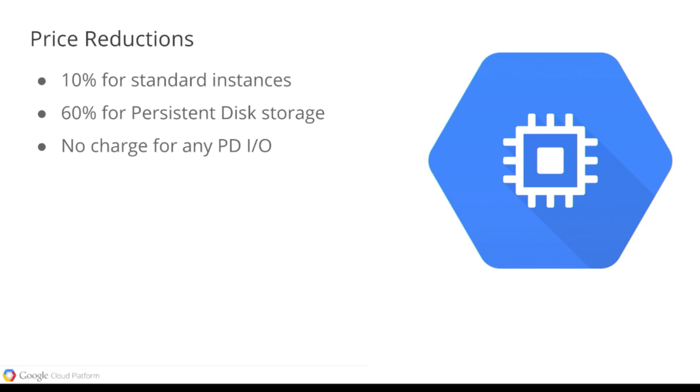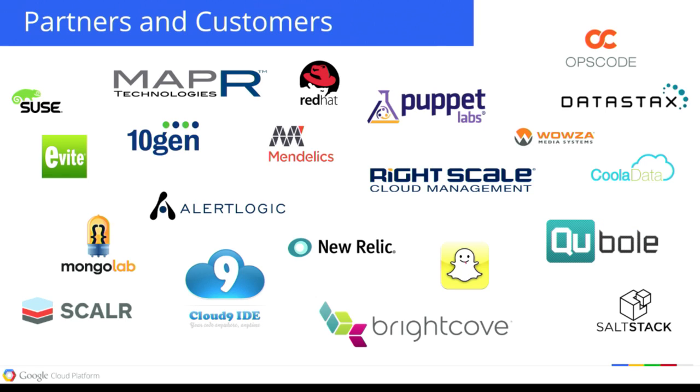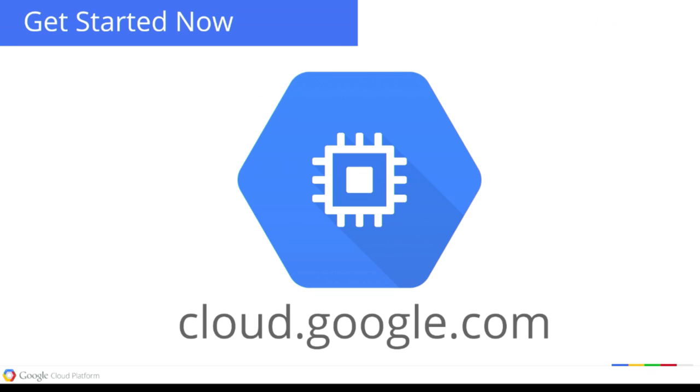Of course, when you're building an application, support for partners and ISVs is critical. The ecosystem around Compute Engine is large and growing quickly. The software you're familiar with, whether it's from RightScale or Scalar, New Relic, MapR, Mongo Labs, all runs great on Google Cloud Platform. Google Cloud Platform gives you the performance, reliability, scalability, and security that we expect from our own applications.